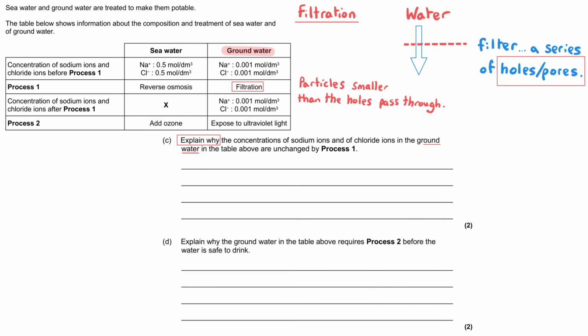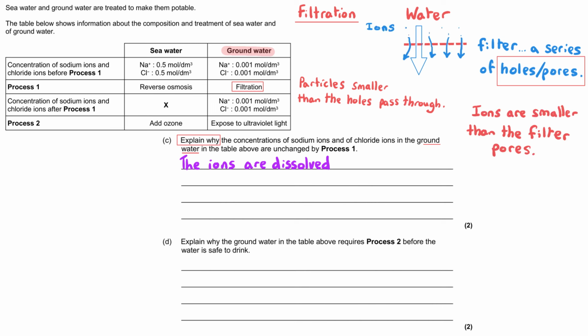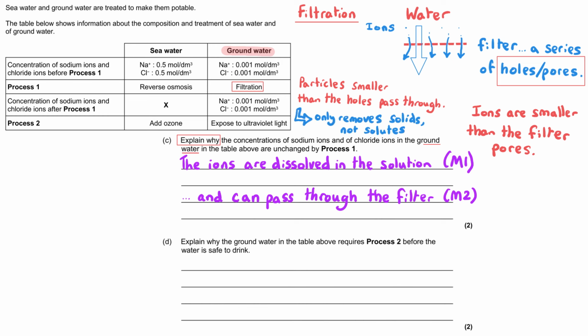pass through the filter. And when you are filtering something that is dissolved, the ions are very, very small, and so the ions are small enough to pass through the tiny holes in the filter. And that's because they are dissolved in the solution, or you could just say that they are in the solution. And so filtering or filtration only removes solids that are insoluble, not the solutes that have dissolved in the water.